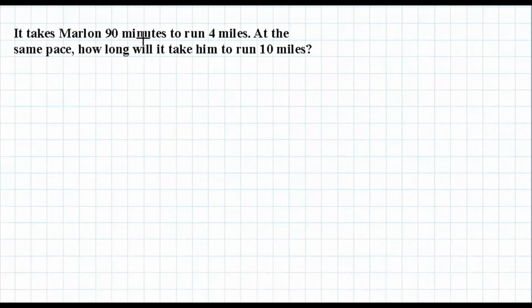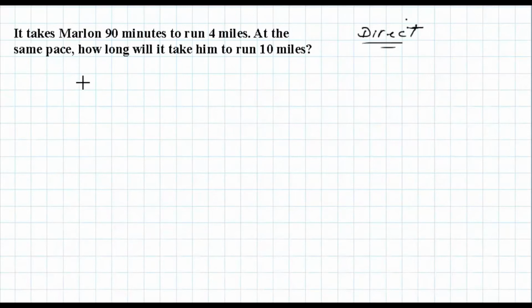It takes him 90 minutes to run 4 miles. At the same pace, how long will it take him to run 10 miles? So naturally, we think it's going to be longer. This is a direct proportion problem. Direct proportion, direct ratio. We're going to learn about indirect shortly. We're going to make a problem that is indirect. But for now, I can tell this is direct because I expect the number of minutes to increase with the number of miles. It only makes sense. It's going to take him longer to run more miles, right?